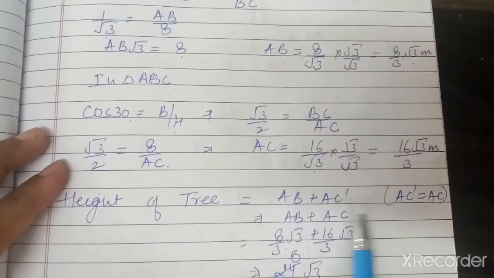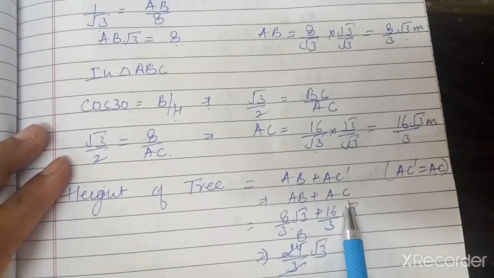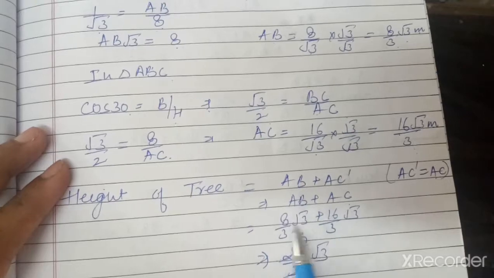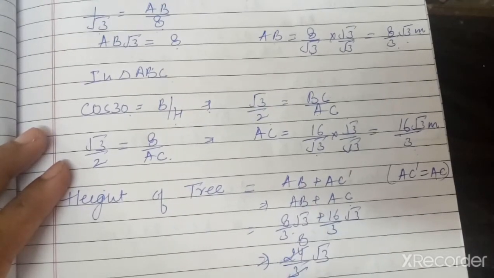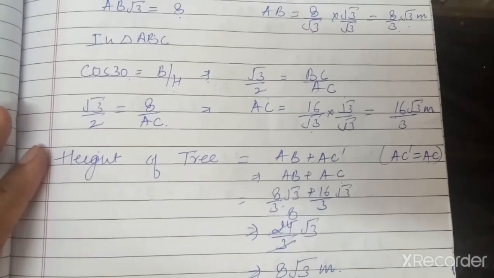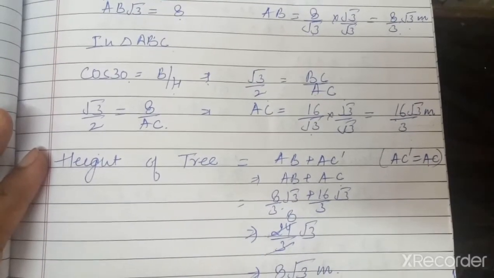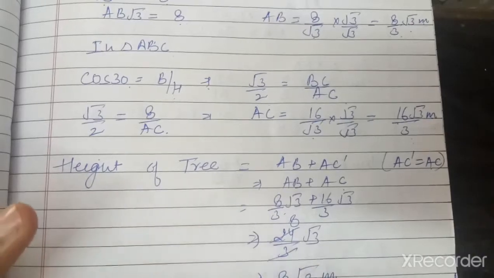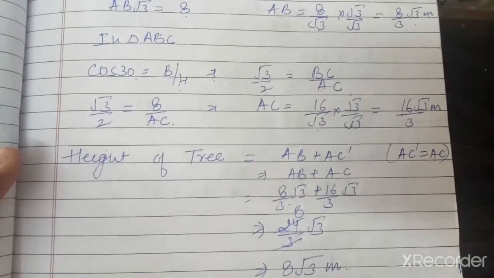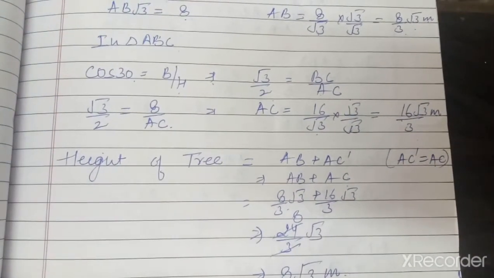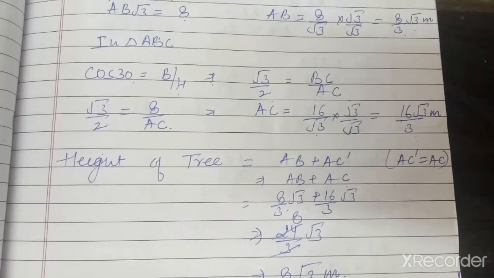So let me put down these values, AB plus AC. So these are the values. After solving them, we get 8 into root 3 meter. We have to write down meter also. If we do not write it down, then 1 by 2 marks can be cut in the board exam. I hope that all of you get this question clear.